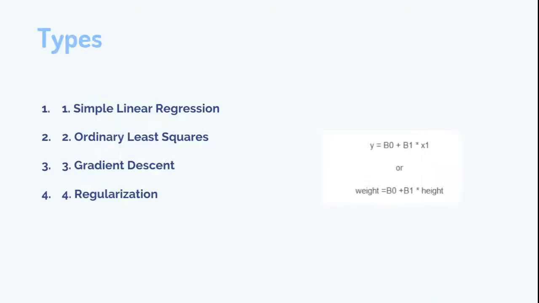For example, see here on the right side, y is equal to b0 plus b1 into x1. This is the formula for the regression algorithm. That is, weight is equal to b0 plus b1 into height, since we want to predict the weight. This is what we need to do if we want to predict the weight in future. In linear regression we have different types: one is simple linear regression, another is ordinary least squares, and gradient descent. These are some of the types we use for linear regression.